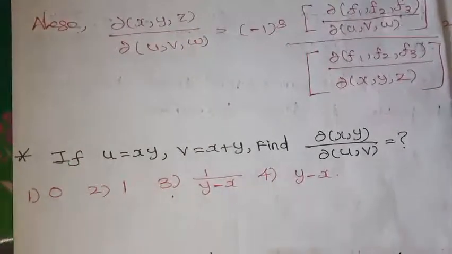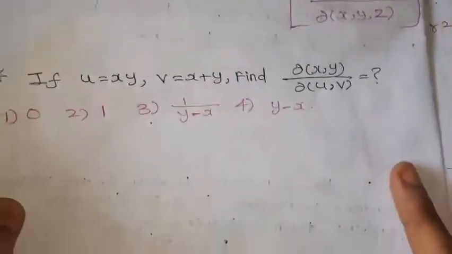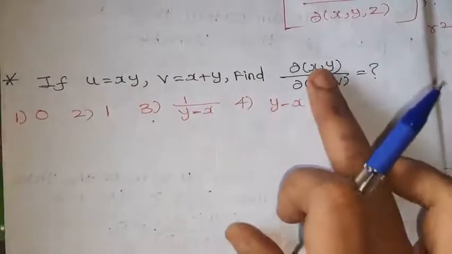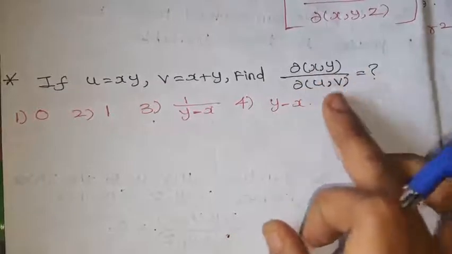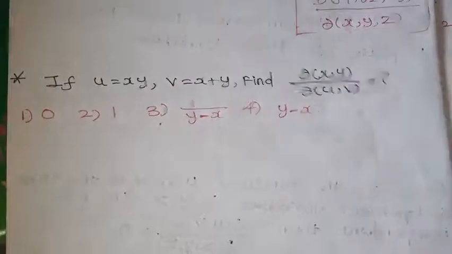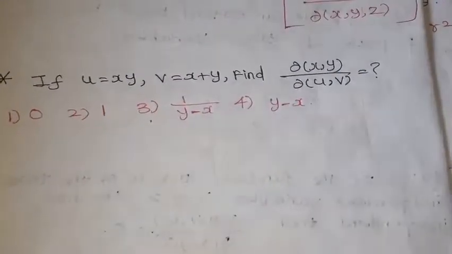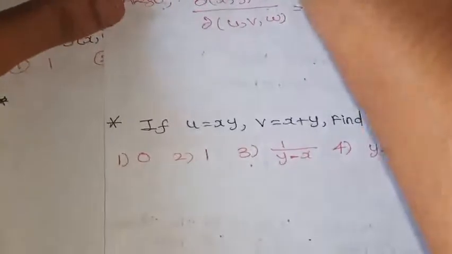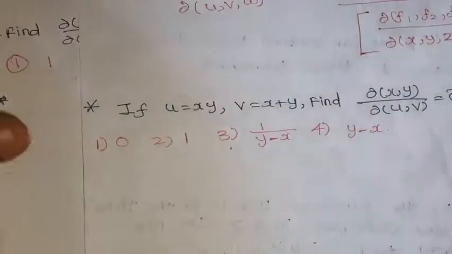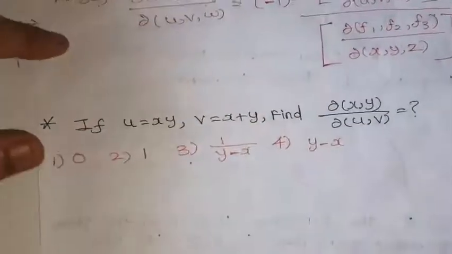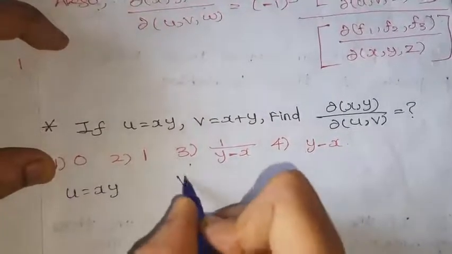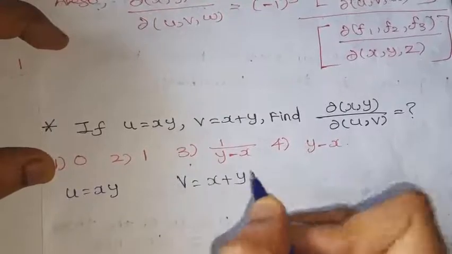Okay, first problem, what is that? We'll see, if u equal to xy, v equal to x plus y, find dou of x, y divided by dou of u, v. So what is given? U equal to xy, v equal to x plus y, right?